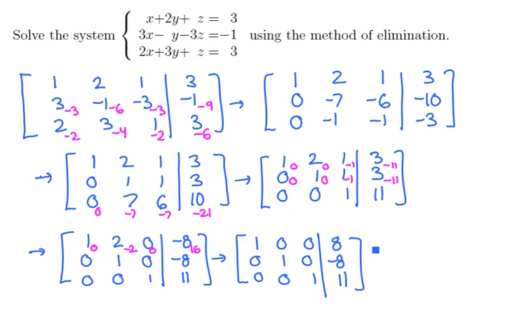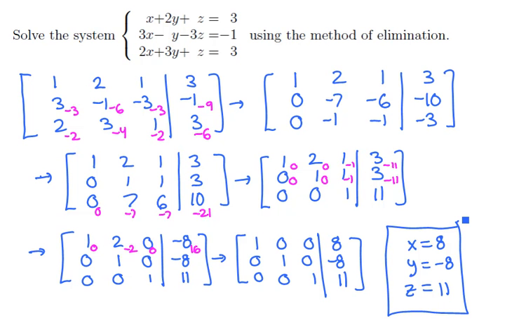Note that each one of these equations is now simple to translate. The top equation says that x is equal to 8. The second line says that y is equal to minus 8. And the third line reads z equals 11. And so we've been able to decode the solution directly from the row-reduced matrix. It's worth checking these values by substituting them back into the original three equations. And I leave that as an exercise to you.